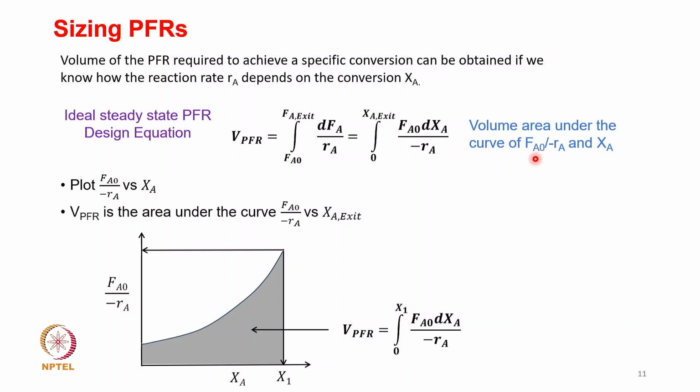Again, let's plot this particular curve of FA naught by minus RA and XA. So you would eventually get a curve like this. Since this is an integral, an integral is typically evaluated as an area under the curve. So once you have the plot of FA naught by minus RA versus XA, the volume of the PFR is the area under the curve of FA naught by minus RA versus XA up to the exit conversion. Whatever you plot, the area under the curve is the integral, because an integral is always evaluated as an area under the curve. So, we are now done with computing the volume of the PFR.